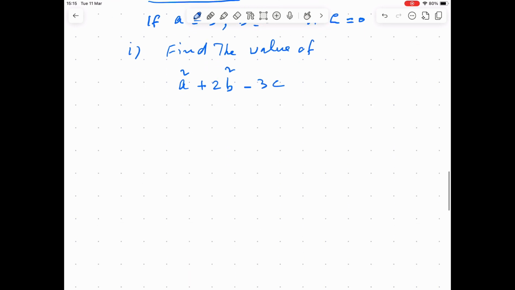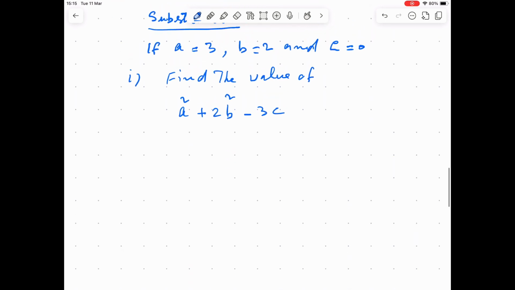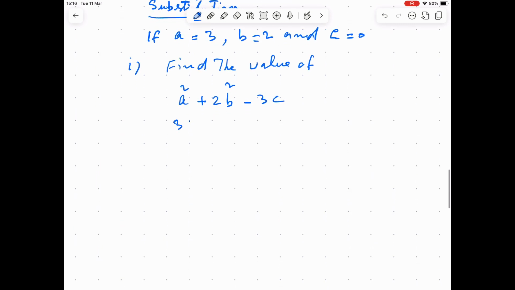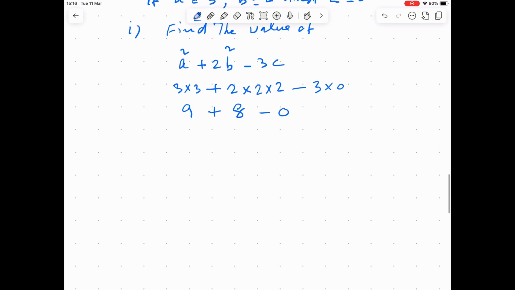So we know the value for A is 3 and it's A square, so it will be 3 times 3 plus 2 times B, which is equal to 2, 2 times 2, minus 3 times 0. So 3 times 3 is 9 plus 8 minus 0. The answer is equal to 17.